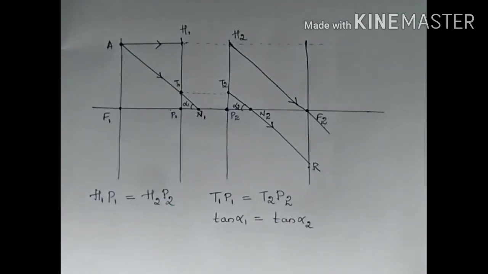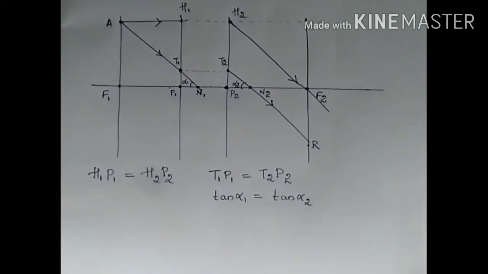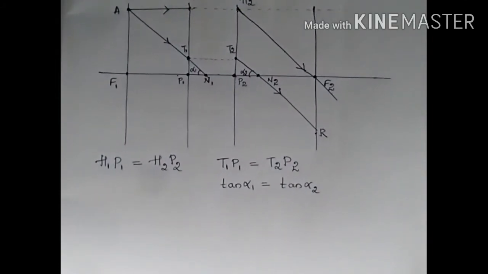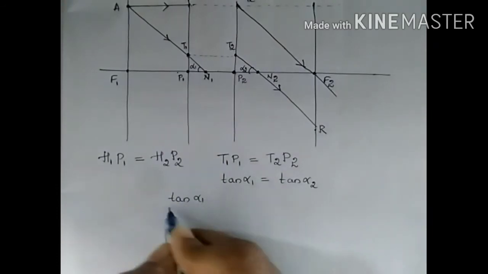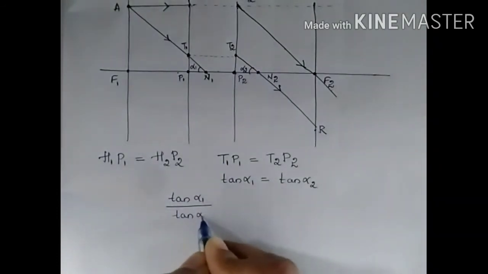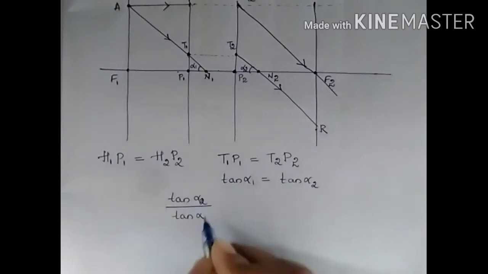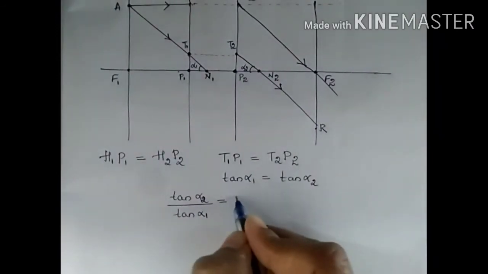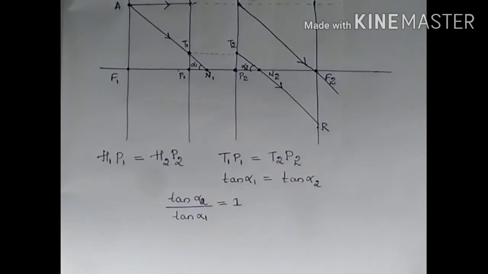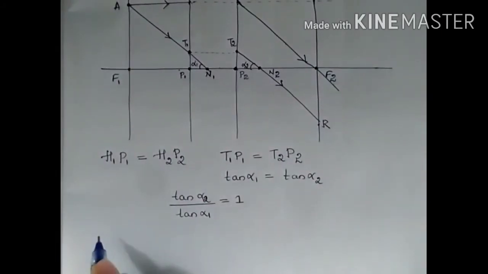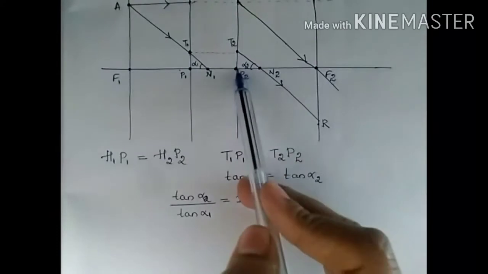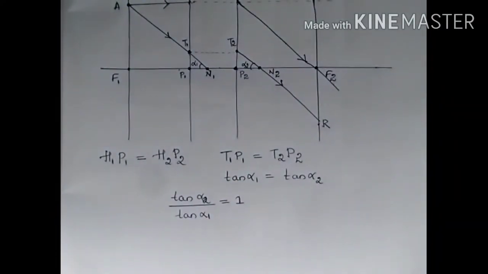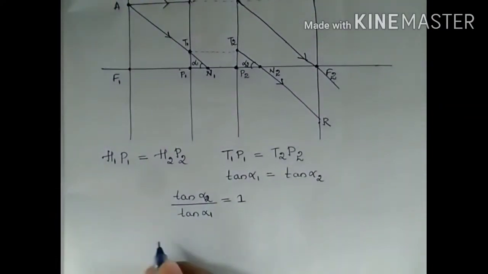So from the diagram, if I take the ratio of tan of alpha 1 by tan of alpha 2, what will I get? Tan of alpha 1 divided by tan of alpha 2, the angular magnification, comes as unity. So now let us consider two right angle triangles, T1 P1 N1 and T2 P2 N2, and check what kind of triangles these are.